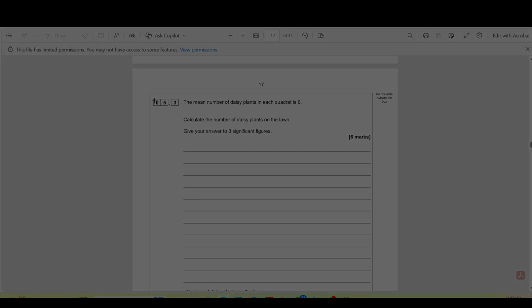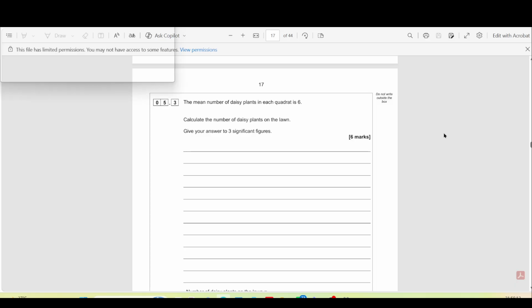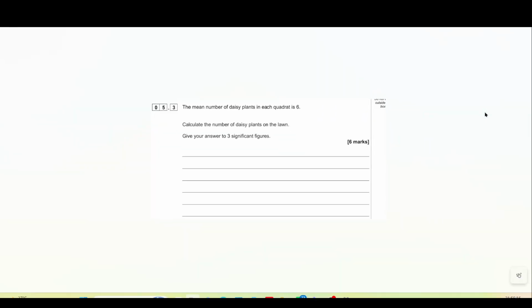The mean number is 6, and the quadrat is 50 by 50. Do I have to find the area? Yes, find the area. The triangle is 6 plus 6, 12, plus 4, which gives 16. Then 16 times 10 equals 160. Then you divide that by 2.